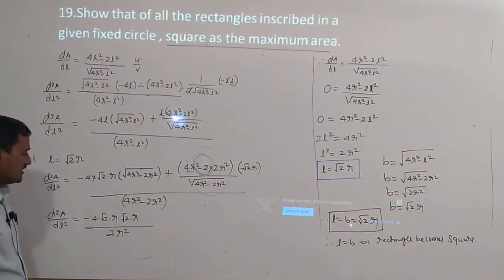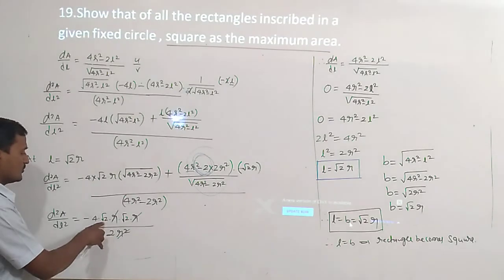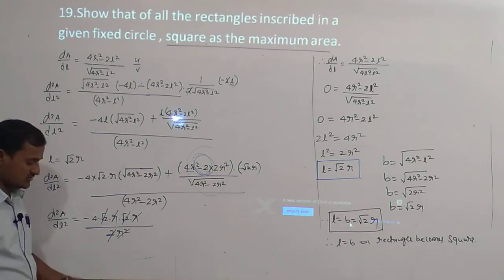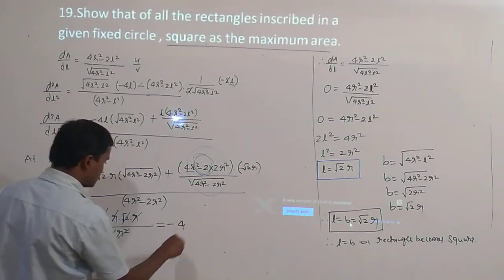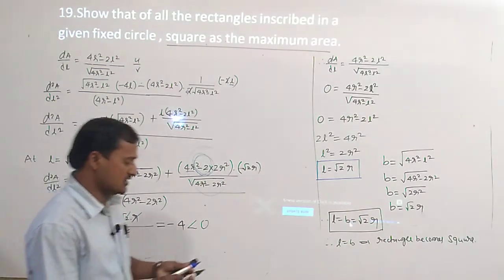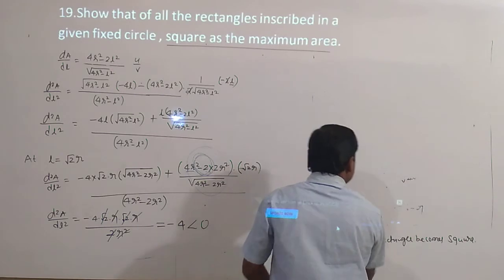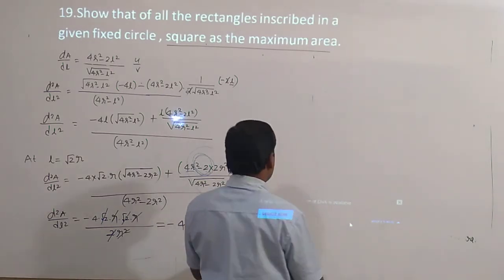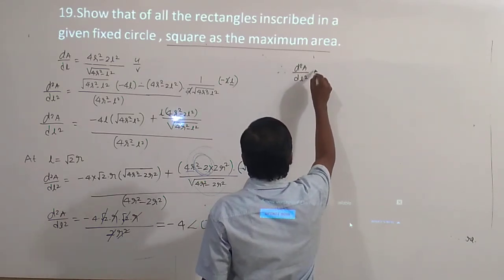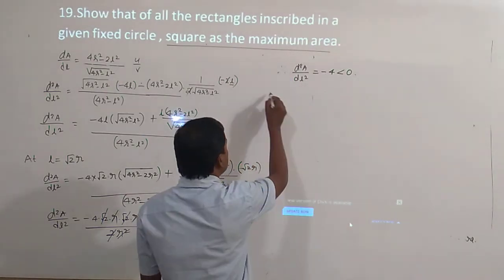Okay, so observe here, here r and r and this r square will get cancelled, and here it is root 2 into root 2, root 2 into root 2 means 2, and this and this will get cancelled with this. So here what we are getting, so here we are getting minus. Okay, so minus means it is less than 0. So here you got the second derivative. So therefore d square A divided by dl square is equal to minus 4, which is less than 0. Which is less than 0 means what is the answer?